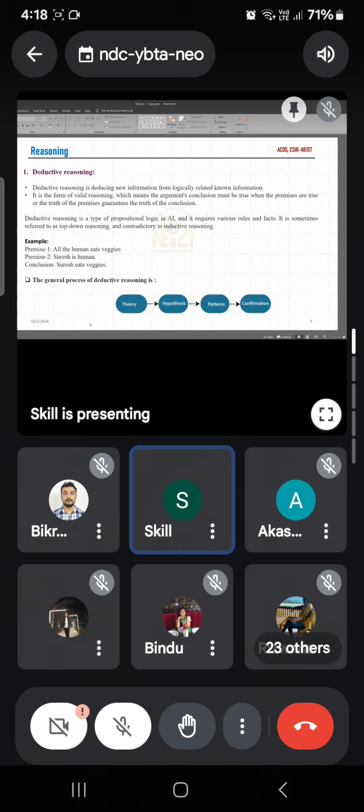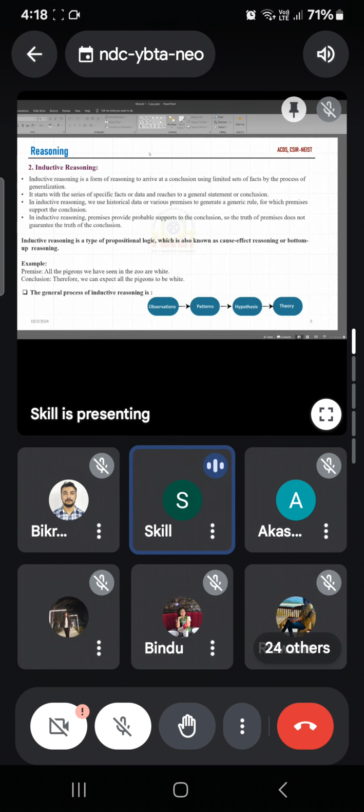Next we will move on to inductive reasoning. It is another type of reasoning, which goes from specific to general. Inductive reasoning is a form of reasoning to arrive at a conclusion using limited sets of facts by the process of generalization. Basically, we are generalizing whatever information we have, and based upon that, we conclude by doing the generalization. It is slightly different from deductive reasoning, where all the information has to be true and our conclusion is also true. But here, the conclusion may not be exactly true because we are generalizing the information we have. So we can conclude that it may be logically true, but may or may not be realistically true.